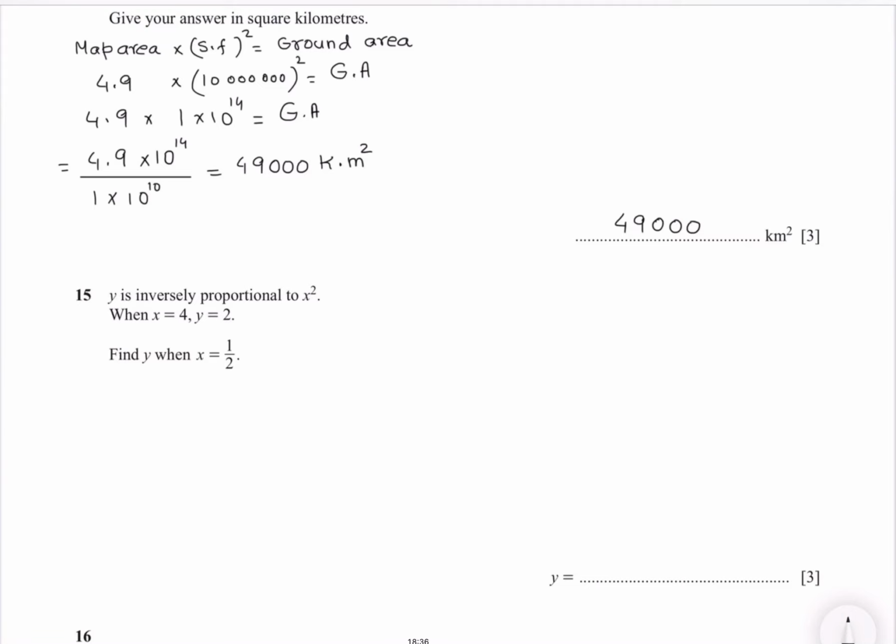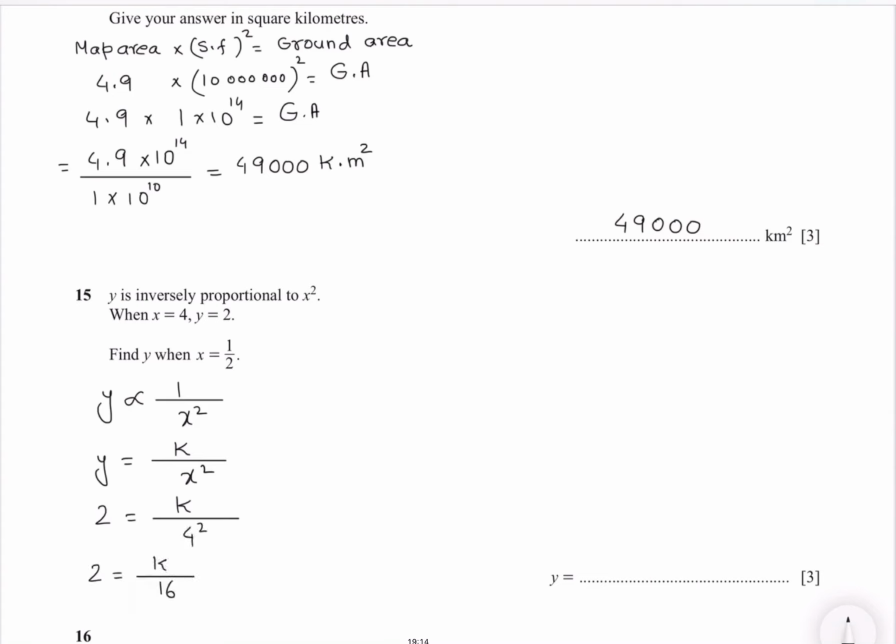Question 15. y is inversely proportional to x square. When x is equal to 4, y is equal to 2. Find y when x is equal to 1 by 2. So y is inversely proportional to 1 over x square. Now you write y equals k over x square. From here find the value of k by placing the value of x and y which is given in the question.